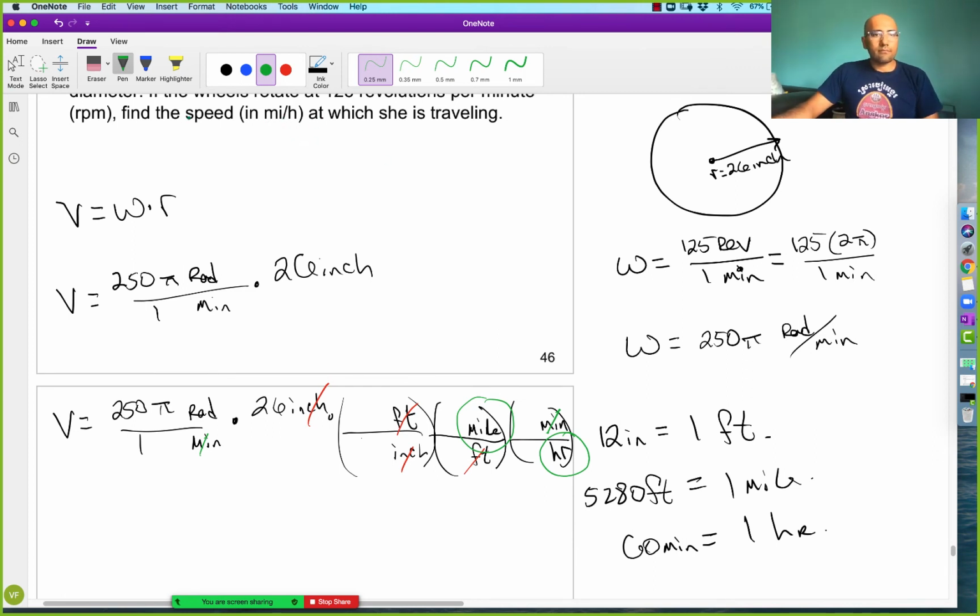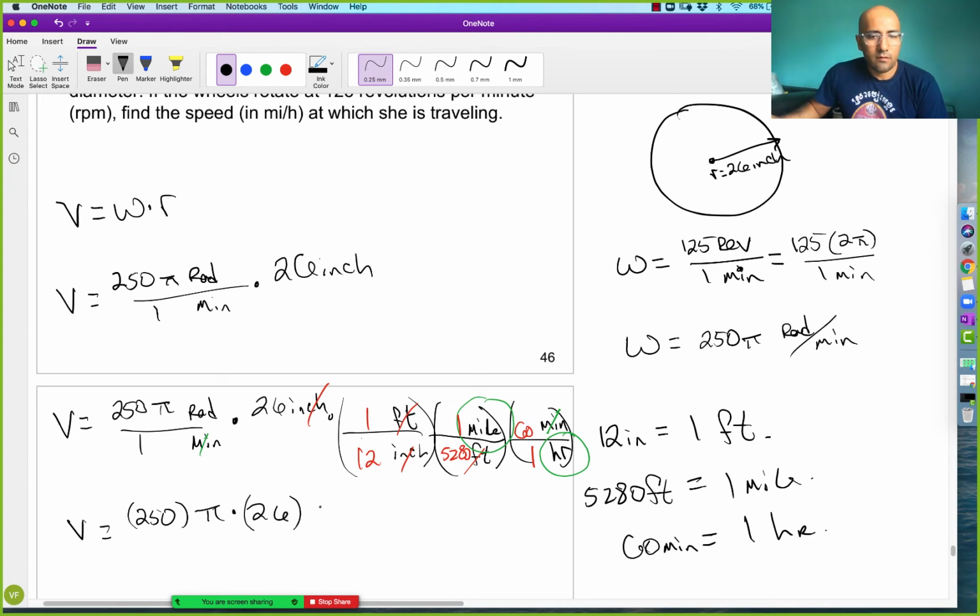miles per hour. Good. So now we insert all our conversion factors. There are 12 inches in 1 foot, 5,280 feet in 1 mile, and there are 60 minutes in 1 hour. So at the end of this whole thing, we see that we need to multiply 250 times pi times 26 times 60. The whole thing gets divided by 12 times 5280, and that should give us our answer.